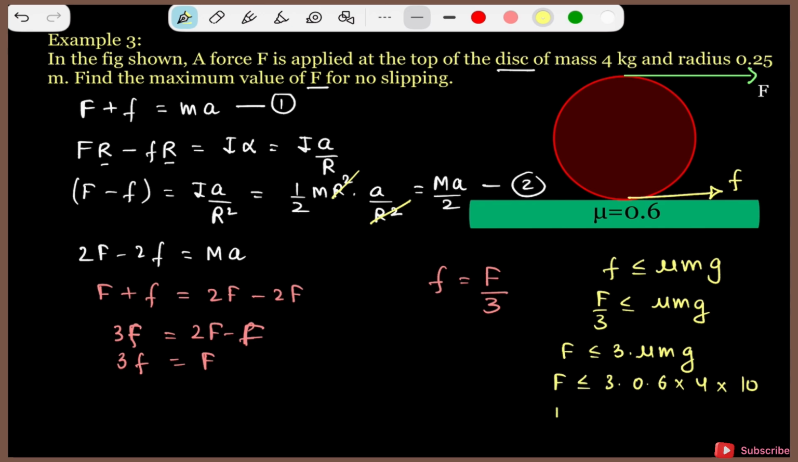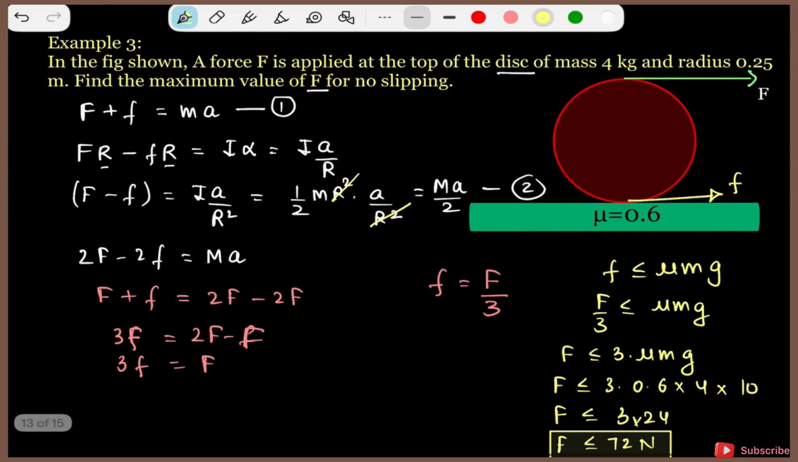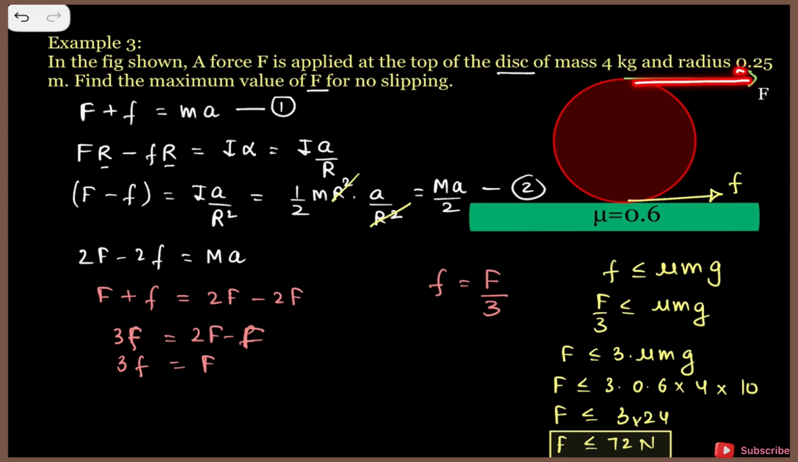Okay. So the friction comes out to be 6 times 4 is 24, 3 times 24. We can easily calculate this, 3 times 24, which is 72. So force can be less than or equal to 72 Newton. So this is the answer of this question. This is the maximum force we can apply on the disc here at the top under no slipping. Okay.